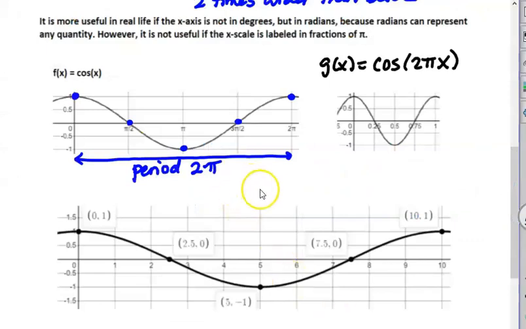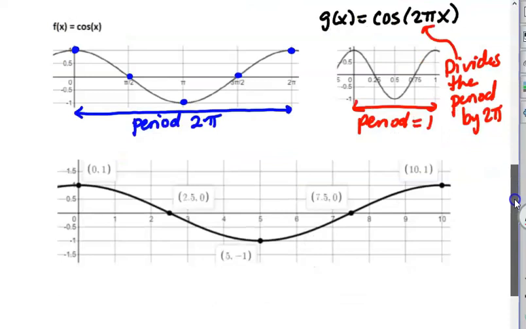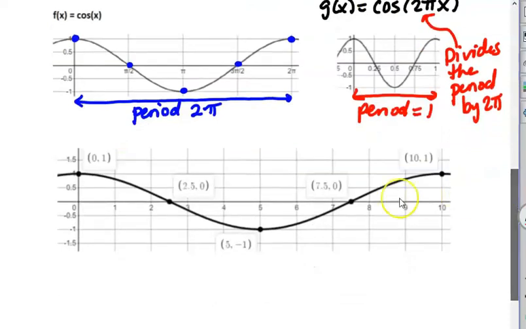So what happens is this number right here divides the period by 2 pi. So now we end up with a period equal to 1. Now we want a period of 10. We want to go from a period of 1 to a period of 10. In other words, we want to make our second graph 10 times wider.